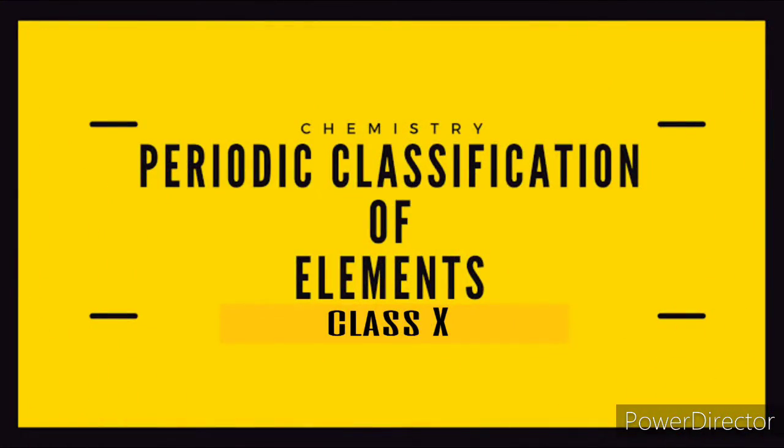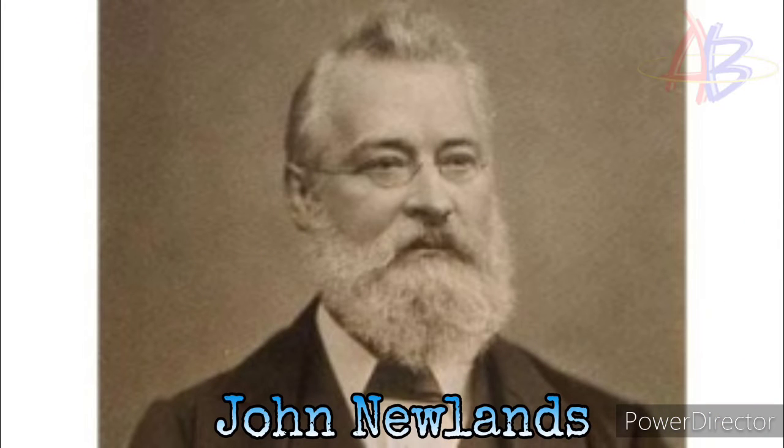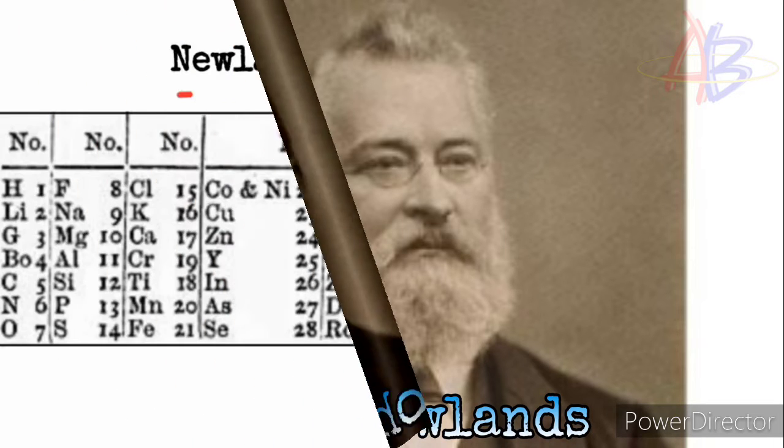Chapter number 5, Periodic Classification of Elements. John Newlands was an analytical chemist from England. He was inspired by the work of Döbereiner. In 1866, he arranged all the elements known in his time in the increasing order of their atomic masses.